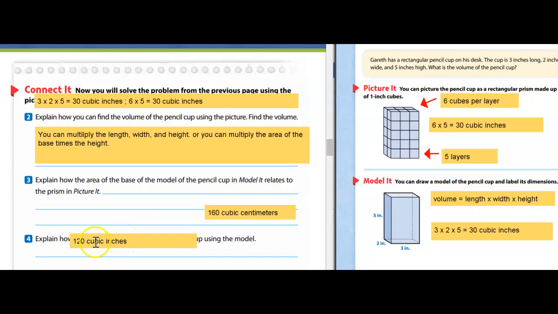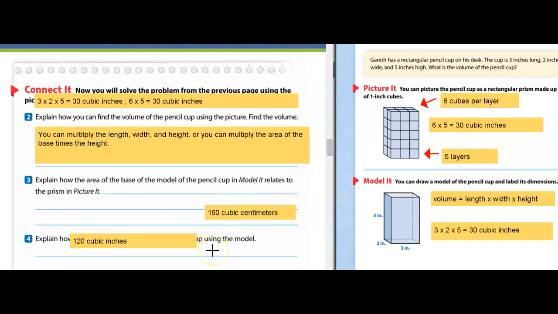Make sure you are putting cubic inches at the end because we see that it's being measured in inches. So we put cubic inches. For number 7, we see that our unit of measurement is centimeters. So we're putting our volume as cubic centimeters.